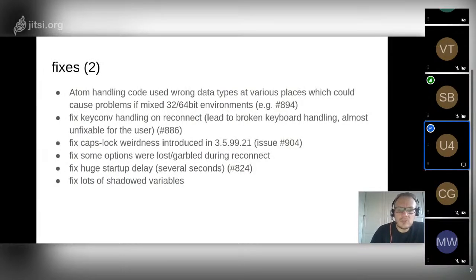Okay, so you had no chance to fix that in a reasonable way as a user, and the only way was to kill the session and start a new one to get proper key handling again. And then we had some funny bug, caps lock weirdness. When you hit, I think it was Control Tab or Alt Tab, you could switch caps lock, and this wasn't really fixable from the user side either. The next one is also about reconnect stuff, where some options were lost. Options from the options file were lost during reconnect.